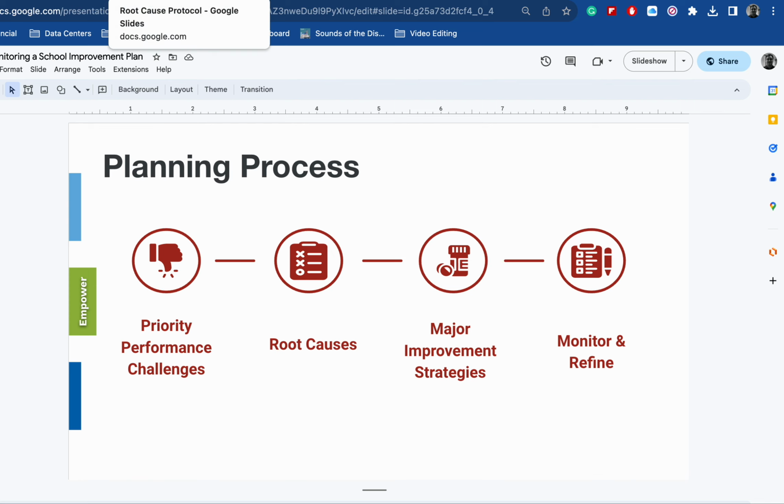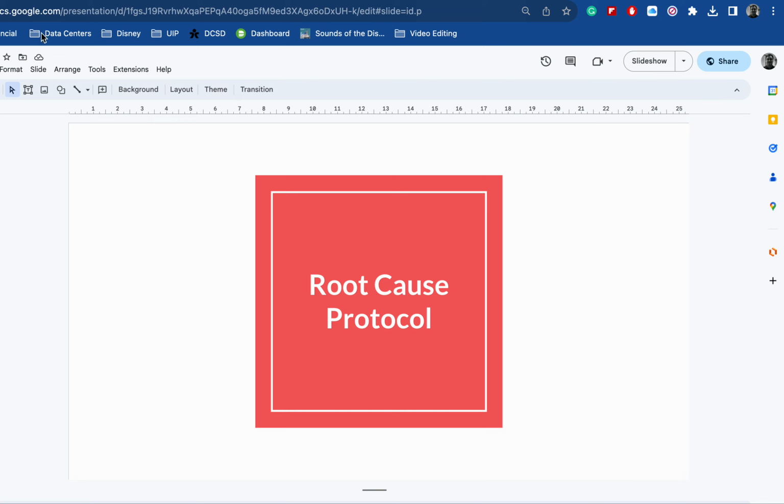The root causes will end up being very critical in the planning process because they will direct you in terms of what major improvement strategies you are going to use to actually mitigate and improve that priority performance challenge. If you discover that it's a curricular root cause, then your solution is going to be curricular. If it's more instructional or more behavioral, then it's going to direct the path towards what's going on. So here's a protocol for uncovering those primary root causes.